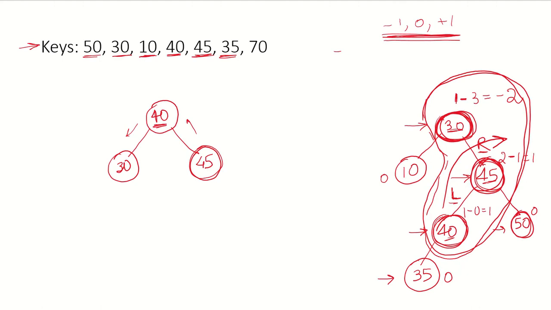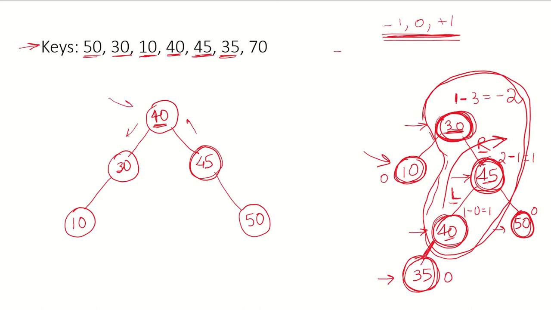Now we have to take care of the other nodes as well. 10 is the left child of 30. So again it will be added as the left child of 30. 50 was the right child of 45. So 50 would be added as the right child of 45. 35, this new node, was the left child of 40.